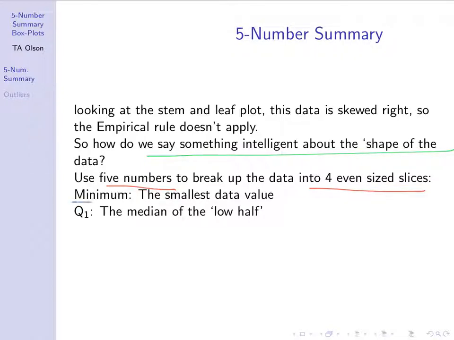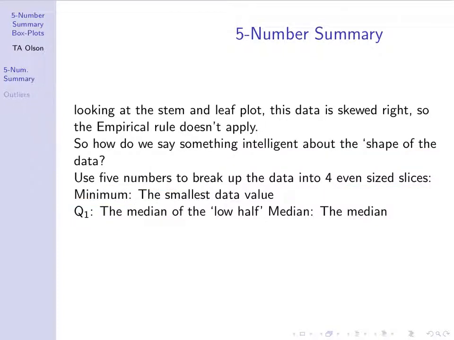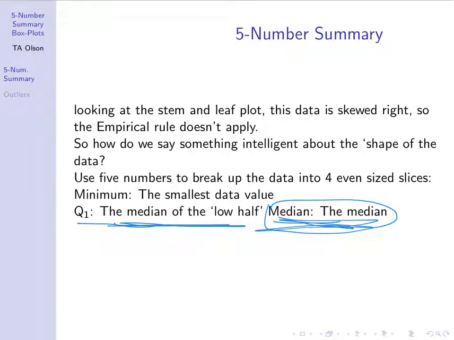What we do is we start with the minimum, which is the smallest data value, and Q1, which is the median of the lower half of the data. There's 25% of the data in between these 2 points, between minimum and Q1. Next, we use the median, and there's 25% of the data between the Q1 and the median of the data. So this is the median of the lower half of the data, and this is the median of the entire data set.